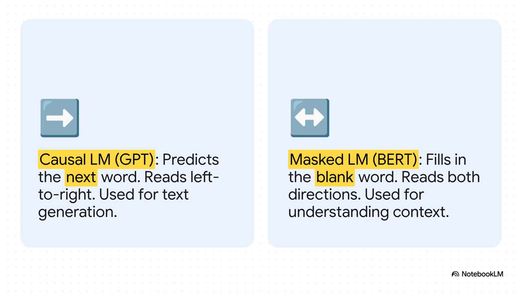You have models like GPT, which are basically storytellers. They read left to right, and their whole job is to predict the next word, which makes them amazing at generating new text. Then you have models like BERT, which are more like editors. They're trained to fill in a blank in the middle of a sentence. Because they can look both forwards and backwards, they are absolute geniuses at understanding the deep context of existing text.